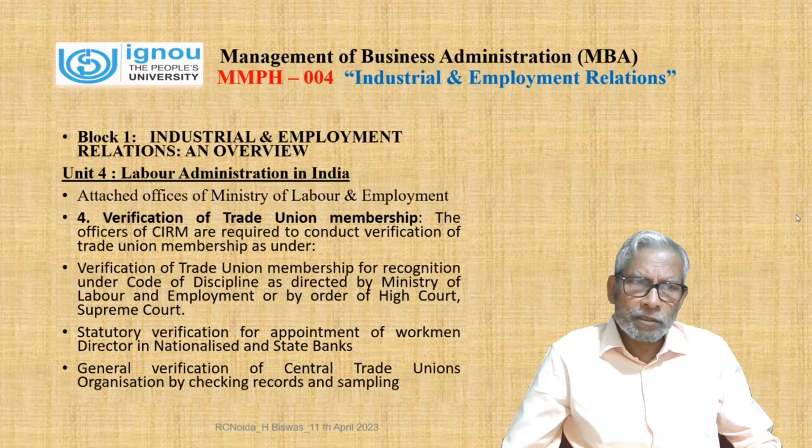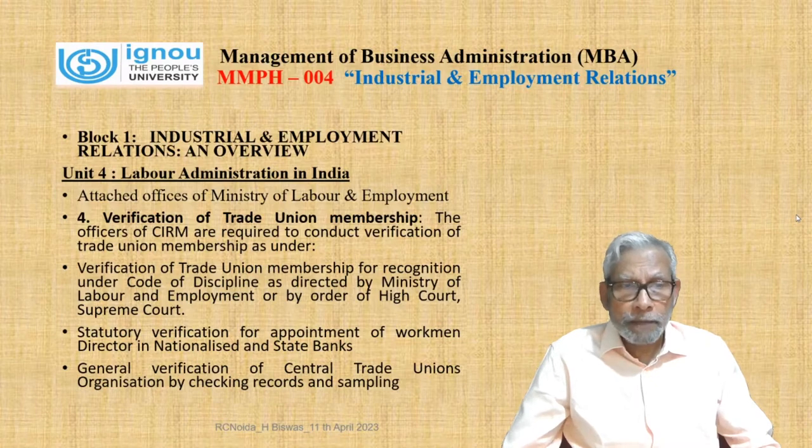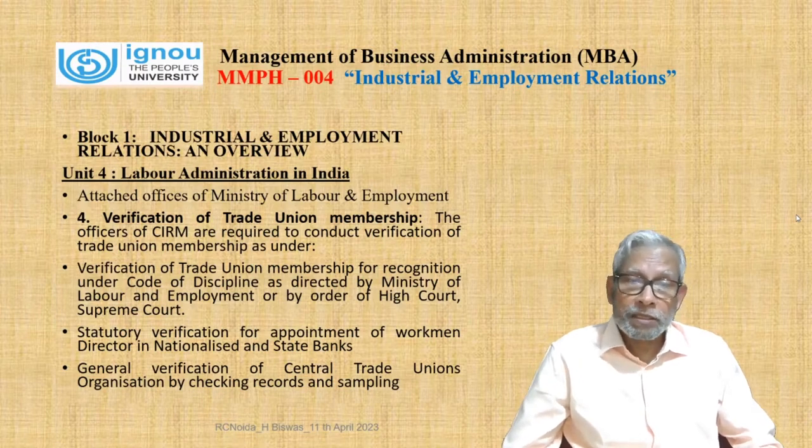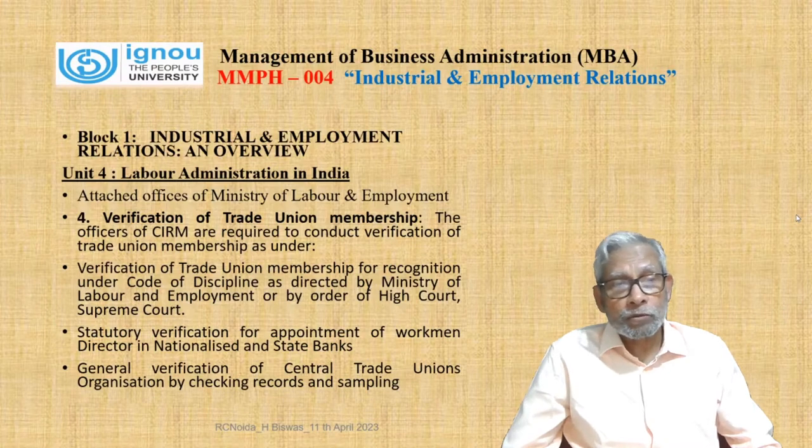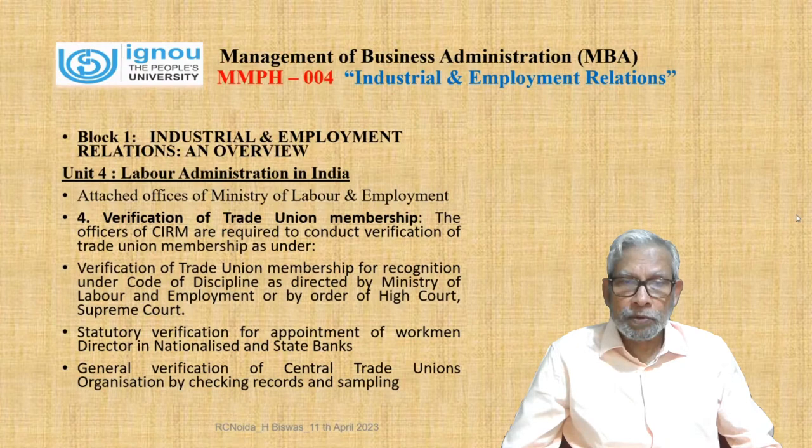So the officers of the CIRM are required to conduct verifications of trade union memberships. What do they have to do? Verification of trade union memberships for recognition under the Code of Discipline, as directed by the Ministry of Labour and Employment or by order of the High Court or Supreme Court. When an order has been given from time to time, that has to be followed.